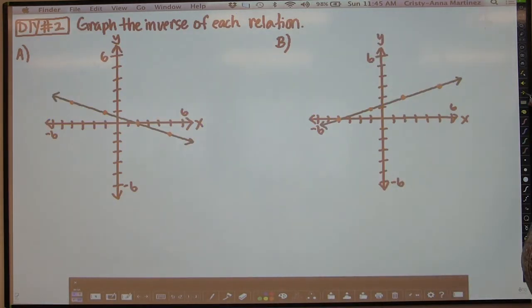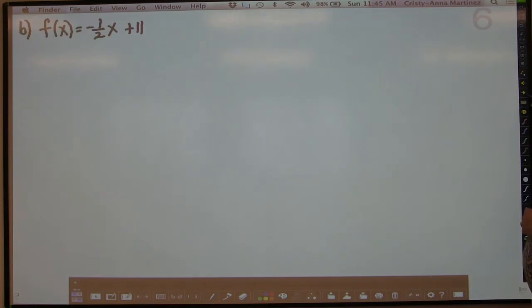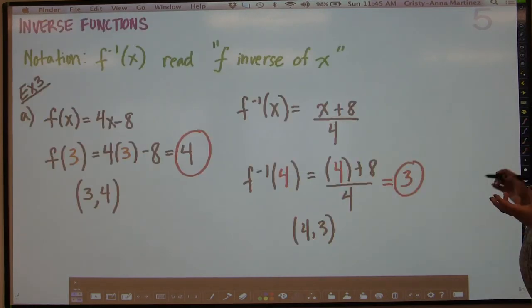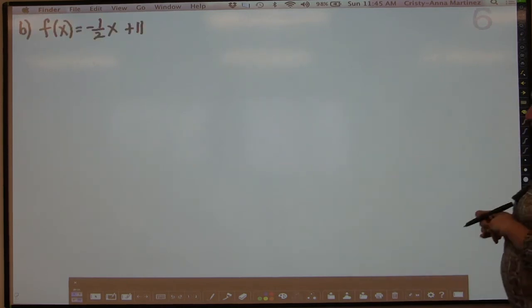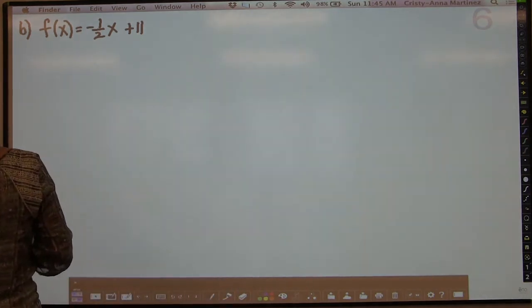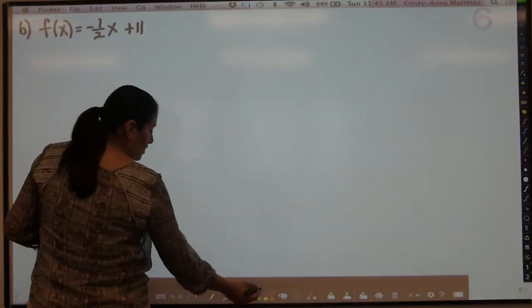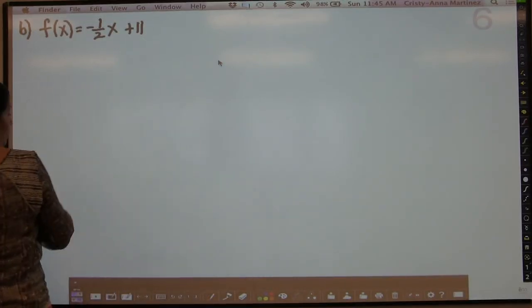All right, so now what I want to do is, with this same example, I want to show you how you can get this by using algebraic steps instead of doing mental math. So to do that, we're going to have one more example here, example part B. And again, we have a function, f of x equals negative 1/2 x plus 11. And there are basically 4 steps that we want to do. So I'm going to tell you those right now.